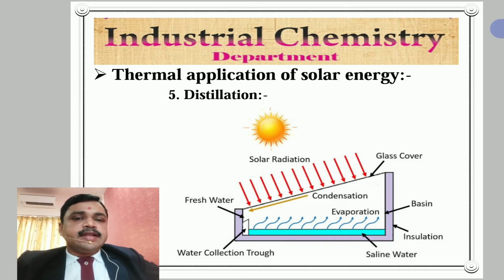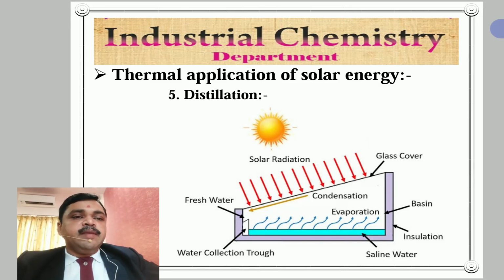The vapor rises, condenses as pure water on the underside of the cover and flows into a condensate collection chamber on the side. We also show the water collection trough, where the distillate, or distilled water, is collected. An output of about 3 liters per meter square is obtained.